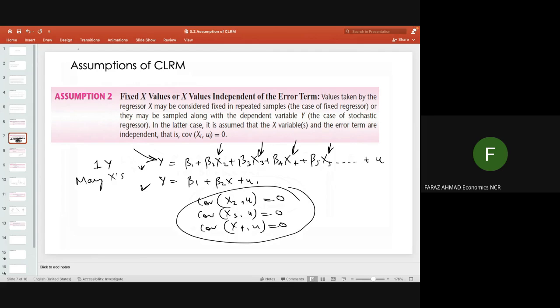All right. So keep these two models in mind when we are learning about assumptions. You can see I've not put a hat here. I'm not writing beta 1 hat, beta 2 hat, beta 3 hat. I'm writing betas only, and there's no hat on the U also. So we are talking about the population regression function, and these assumptions apply to the PRF.